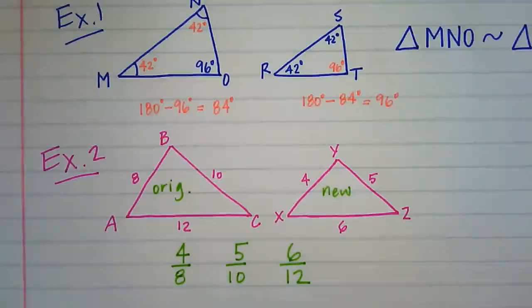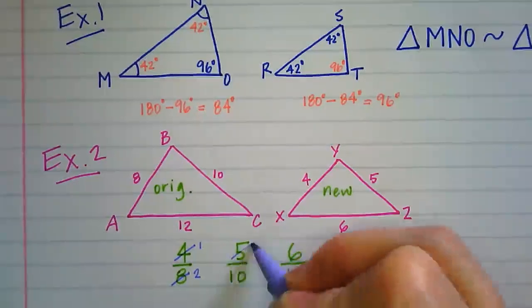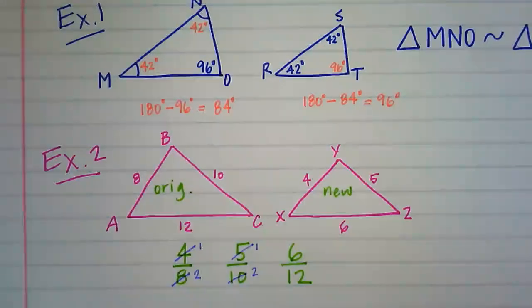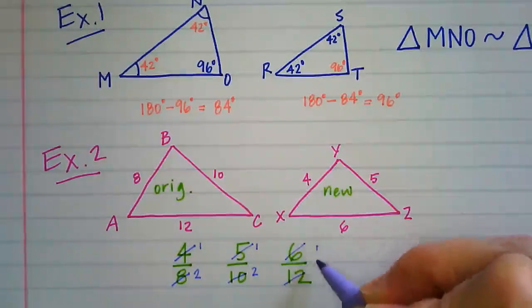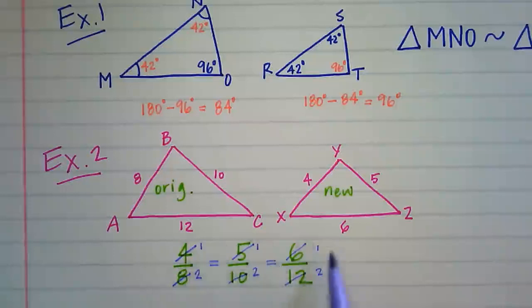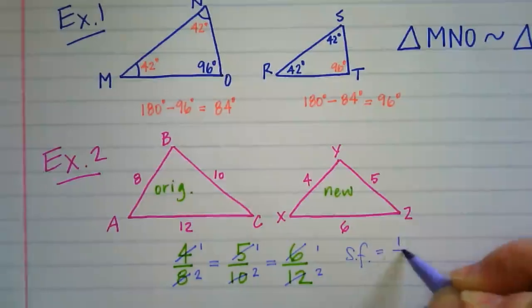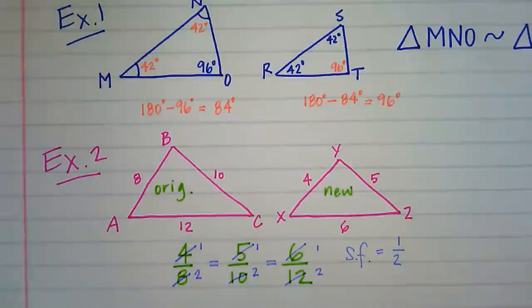So when we go to reduce these, that will determine whether our triangles are similar. So this one reduces to be 1/2. This one reduces to be 1/2. And this one reduces to be 1/2, which tells me that the sides are in proportion and the scale factor is 1/2, which means that the new shape is half the size of the original shape. So this is what we mean when we say the sides are in proportion.